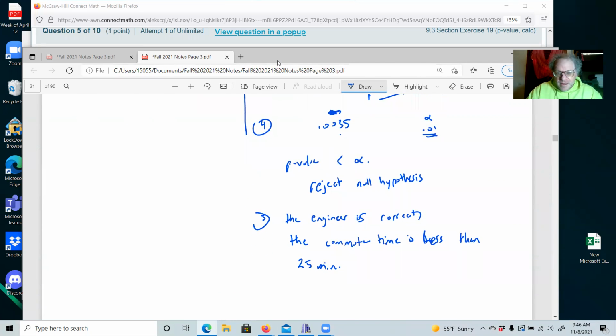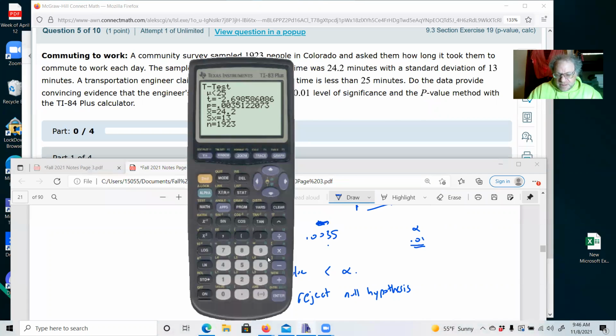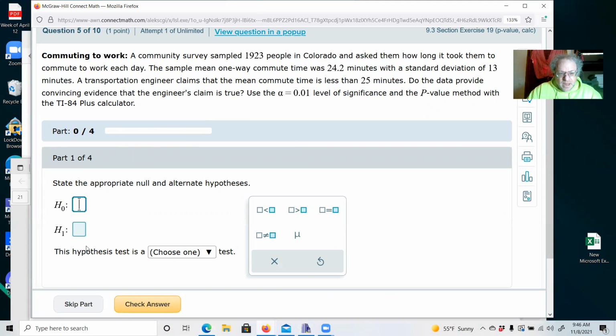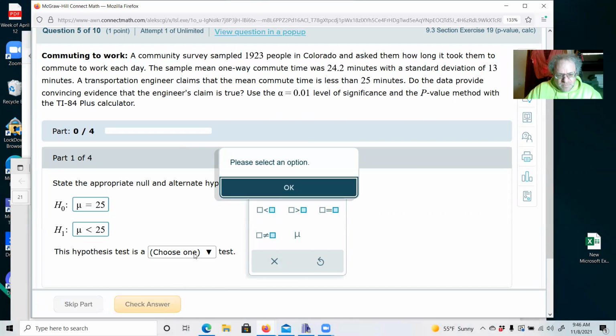Okay. So let's go ahead and fill in what they wanted to see on the problem. In the null hypothesis, we have mu is equal to 25. And then the alternative, mu is less than 25. So we have a one-sided test. It's a left-tailed test because we're looking at the left side of the curve.